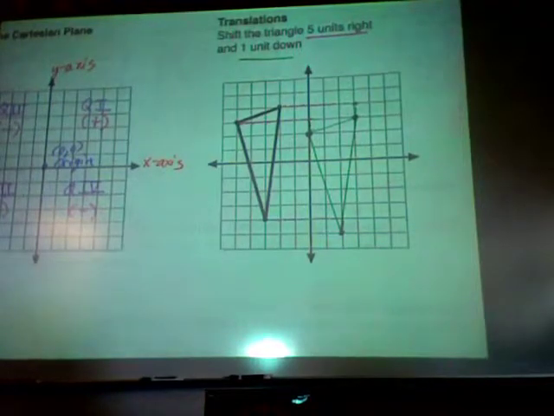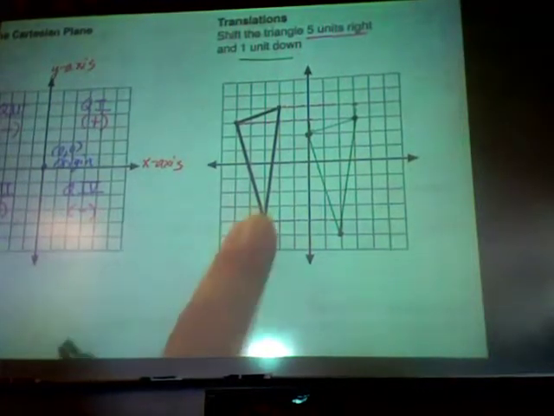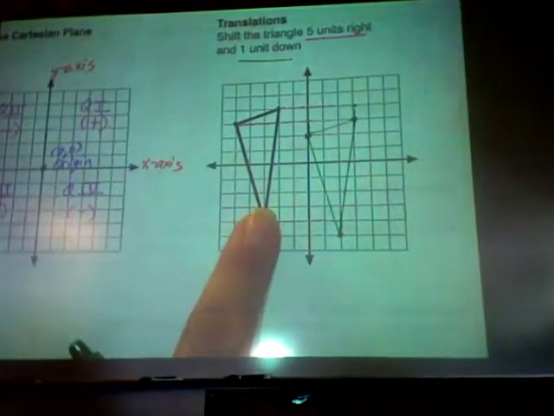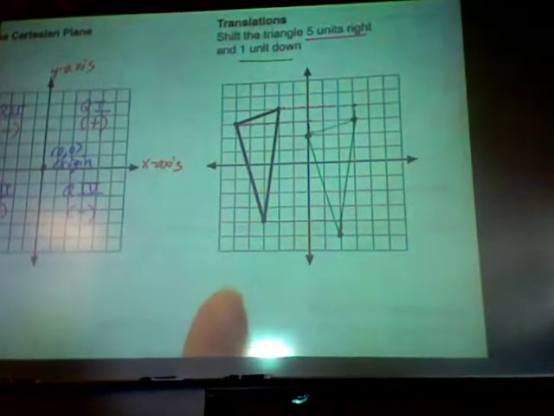What if I asked for a reflection? What if we had to reflect this? How would you reflect it? Very good question. Depends on which axis, right? So what if I said y-axis? What would you do?